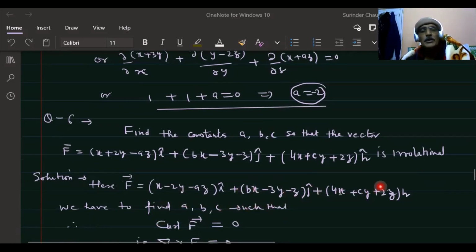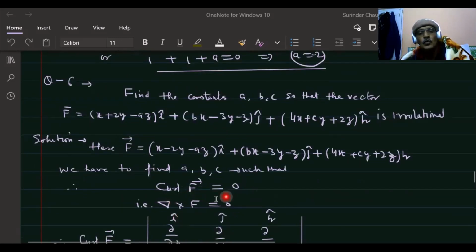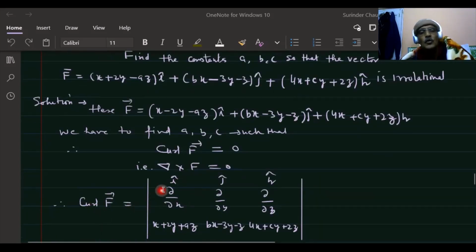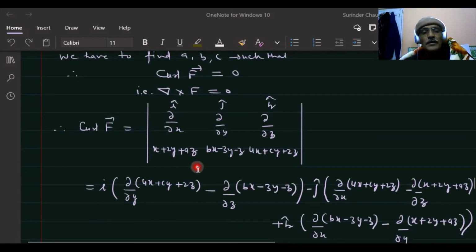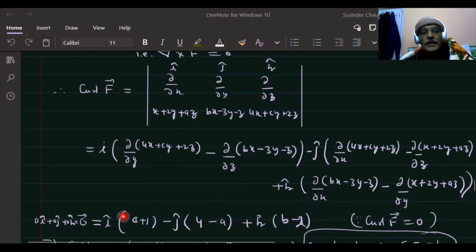So, F vector is given to us. How should we determine a, b, c? We are given that it is irrotational, therefore the curl of F vector is equal to 0. So, find the curl of F vector. Write i, j, k in the first row, the partial derivatives with respect to x, y, z in the second row, and the x, y, z components of the given vector in the third row. Now open this determinant. After opening it, partially differentiate each term and simplify them.